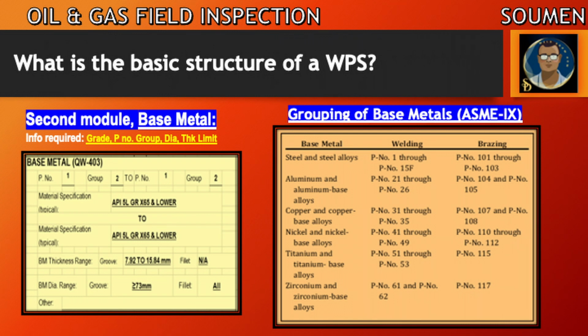So our test piece in this WPS was 7.92 mm, by virtue of which it is qualified 2 times, up to 15.84 millimeter. Base material diameter range is greater than 73 mm and above. So there is no upper limit.